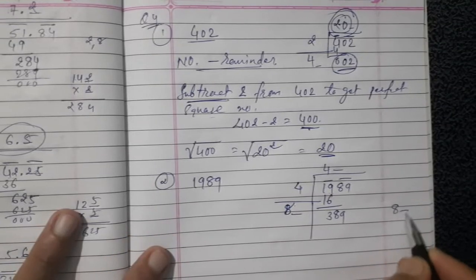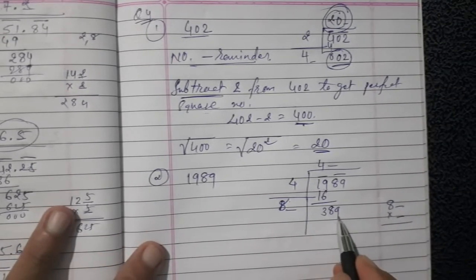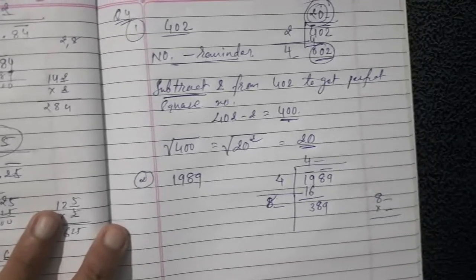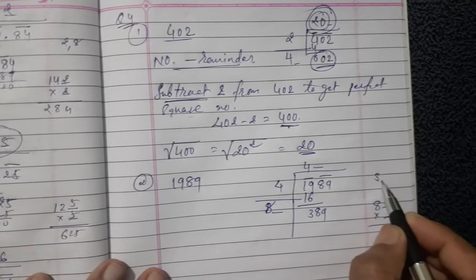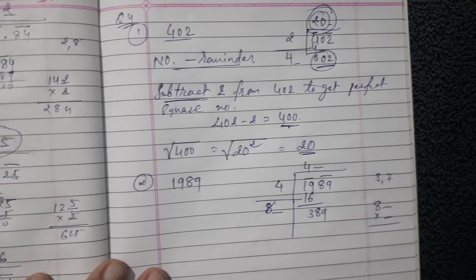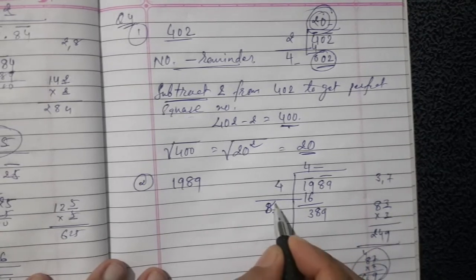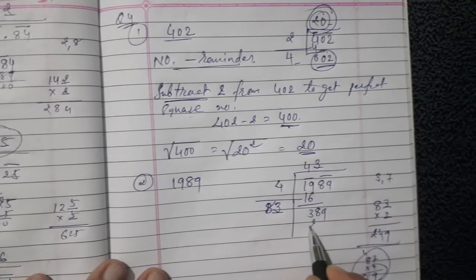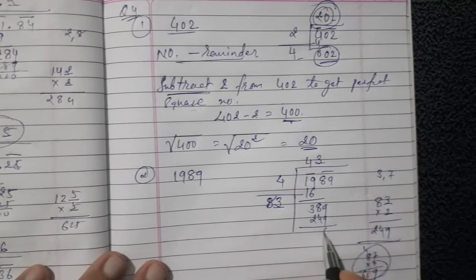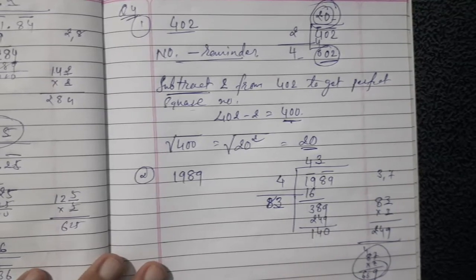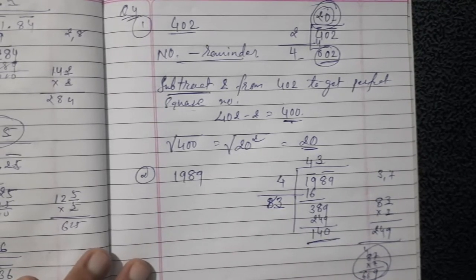Now 8 dash into dash, here 9 is there, so which numbers do we take? 3, 3 3s are 9, otherwise 7. Okay, here we check both. 3 3s are 9 and 8 3s are 24, and 87 and 7 7s are 49. Here 87 times 7 is 609, which is greater, so we use 3. So 3, here 3, and 249. Subtract that one, 0, here 4, and here 1. That is your remainder.